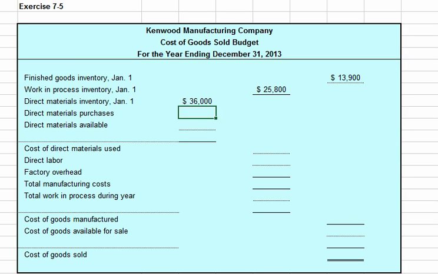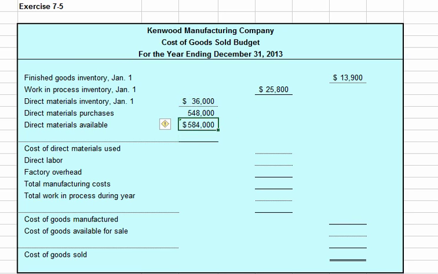Direct materials purchases during the year. Now, remember, I said these beginning inventory numbers, we know those. Any of these other numbers have to be estimates if this is our cost of goods sold budget for the year ending December 31, 2013. Okay, our direct materials purchases are estimated for the year to be $548,000. Direct materials available then would be our beginning balance plus what we purchased. So I'm going to add those two together. You get $584,000.